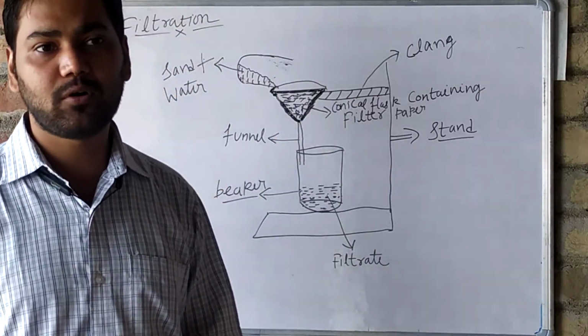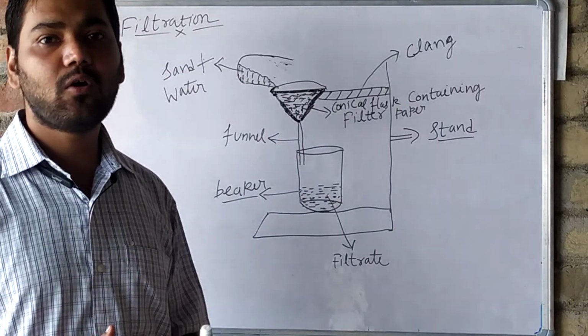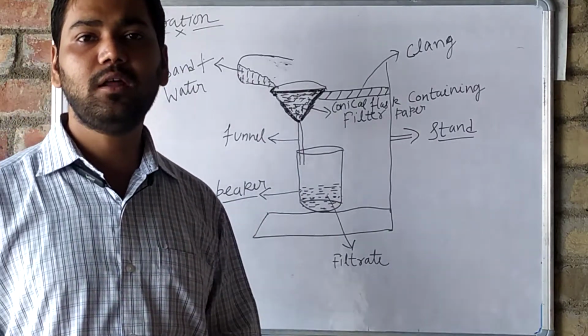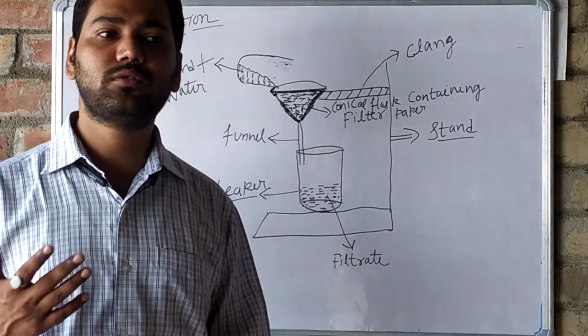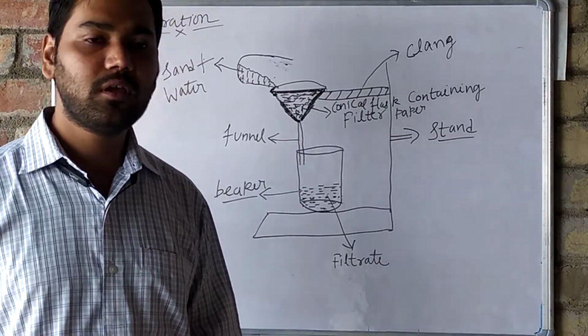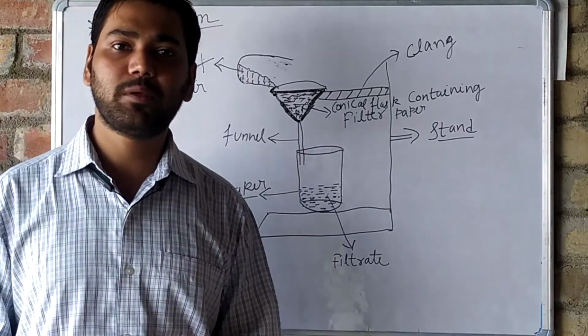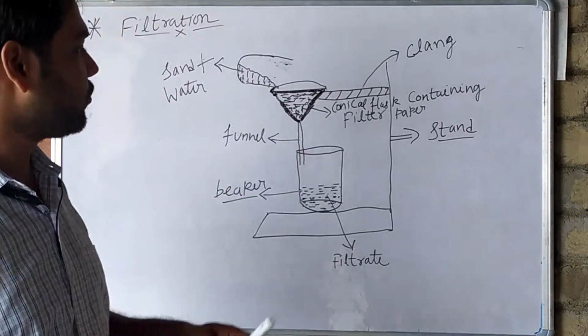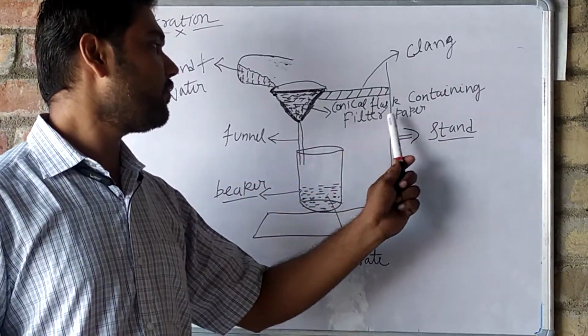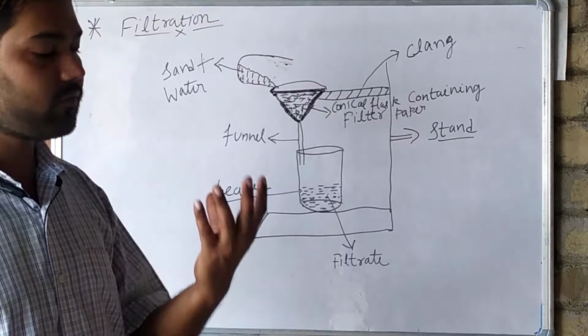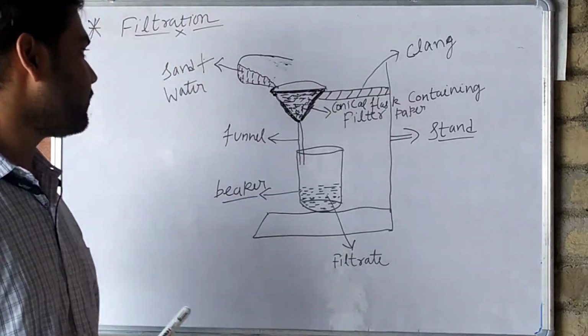What does filter paper do? Filter paper allows the liquid to pass through it, while the impurities, the solid parts of the mixture, remain in the filter paper. So we have placed a conical flask containing filter paper.